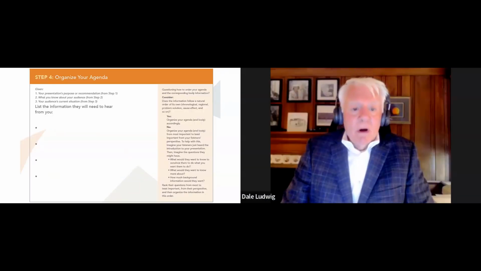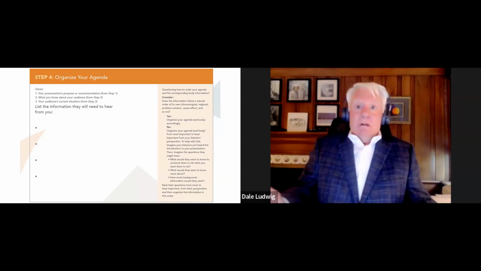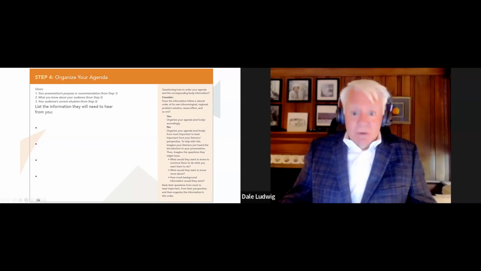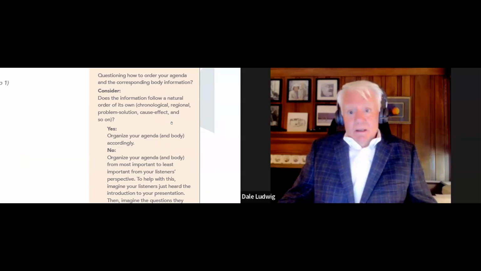Organizing your agenda is step 4. The agenda for your presentation is just a list. It's just, here's what I'm going to cover. And we really recommend including it because it helps people understand how the presentation is structured. As you can see over there on the right, there are just a couple of considerations that I want to point out. Does the information follow a natural order?